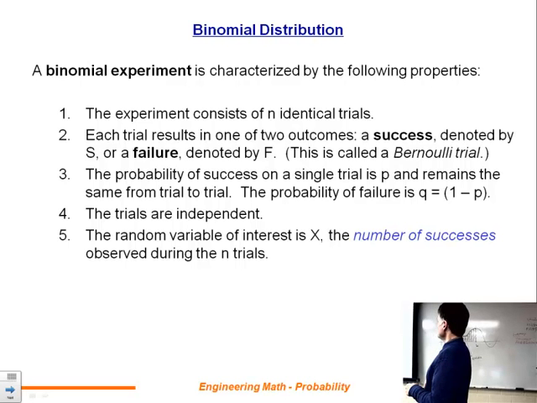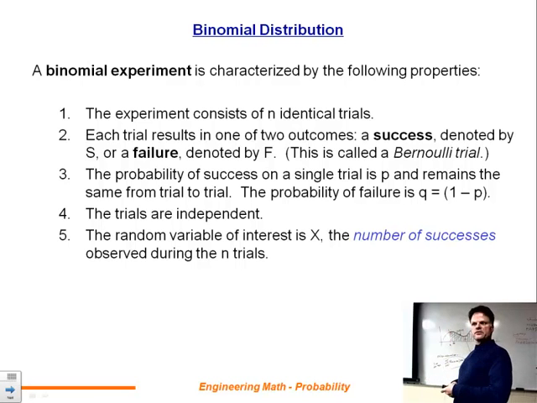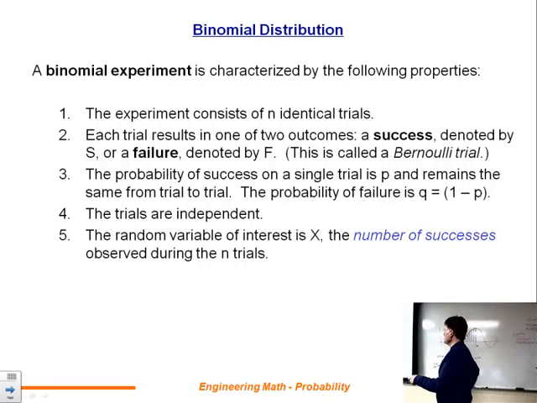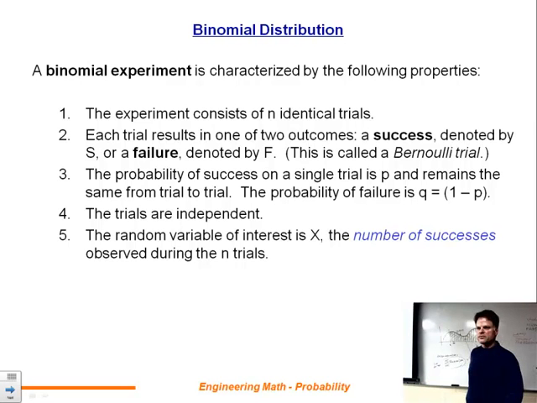The probability of success on a single trial is p, and it remains the same from trial to trial. So the failure probability, since there are only two outcomes, we call q, that's just 1 minus p. The trials are independent of each other. So no outcome of one trial affects the outcomes of any other trial. And the random variable we are interested in for a binomial experiment is the number of successes observed during the n trials. So this is going to be a discrete random variable, right, because it's a whole number. What are the possible values?